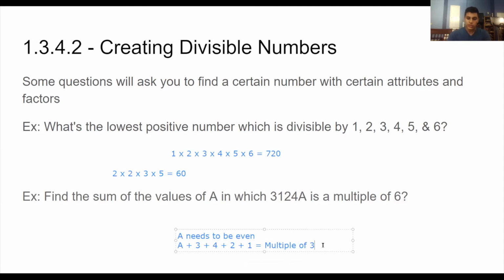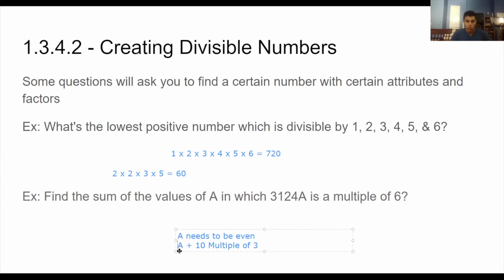Let me expand this text box. And so I'm just going to simplify that a little bit. So A plus 3 plus 4 plus 2 plus 1, which simplifies down to 10, needs to be a multiple of 3. So A plus 10 is a multiple of 3. So now you've created a few conditions in which the value of A will make this number, 31,240A, a multiple of 6. So now we just need to figure out numbers that match both of these conditions.